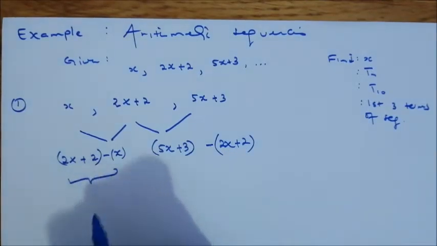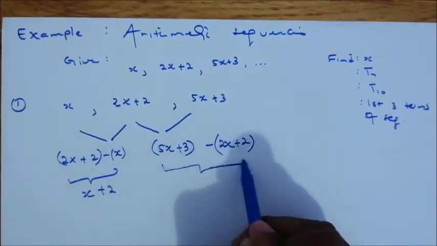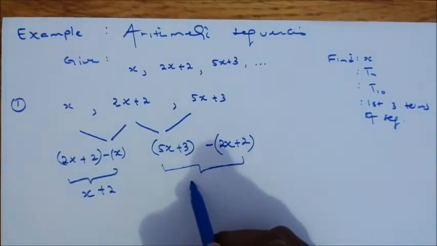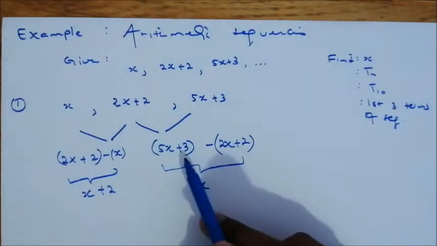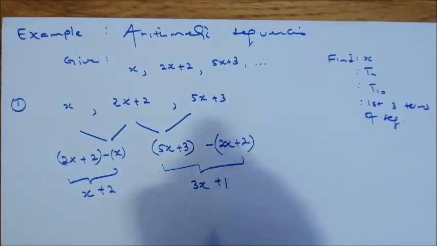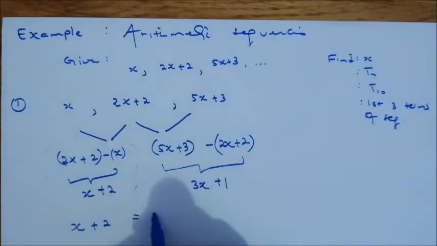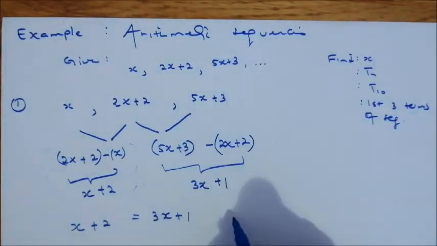Okay, so basically to just simplify there, guys, 2x minus x, that is x plus 2, right? Then for this one, 5x minus 2x, that is 3x. So 3 minus 2, that is plus 1. So if this is an arithmetic sequence, there is a constant difference or a common difference between consecutive terms. So this here has got to equal this. Because of that, we're going to say x plus 2 equals 3x plus 1.